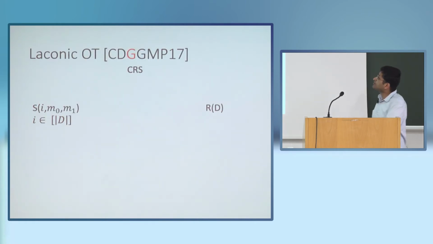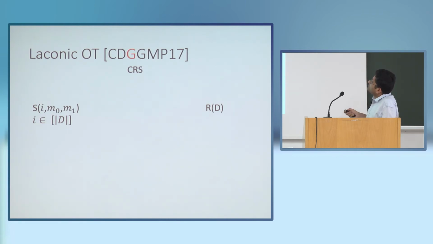So Laconic OT is a primitive which does the following. We have a sender and a receiver. The receiver gets as input a large database D, so this D is large. The sender gets as input an index I, two strings M0, M1, and this index I is from 1 to the size of the database. So it's one of the locations in this database D.